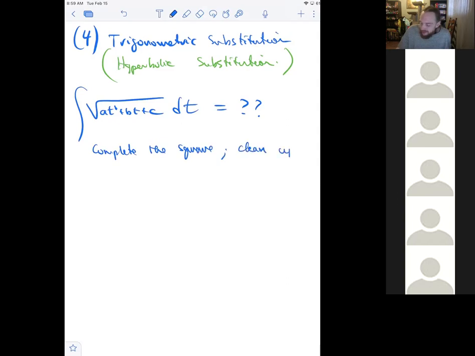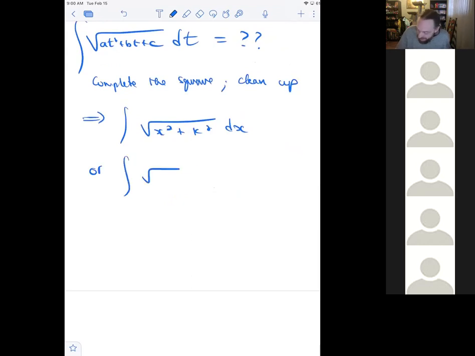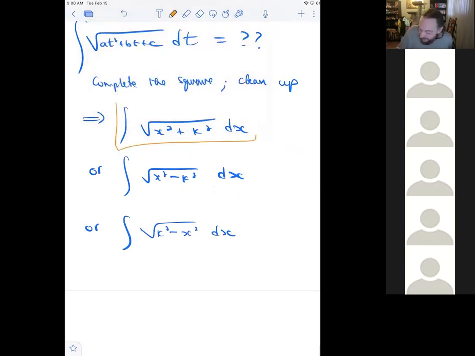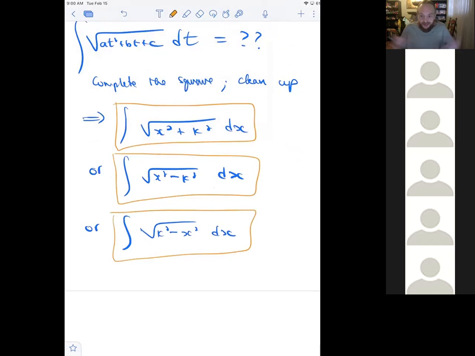And clean it up. That will give us the integral of the square root of x squared plus k squared dx, or the integral of the square root of x squared minus k squared dx, or the integral of the square root of k squared minus x squared dx once we complete the square. Those are the three cases we're going to get. If you want all the gory details, you can look at my lecture notes. But as a synopsis, once we complete the square and simplify everything, this is another reason why we want to complete the square.